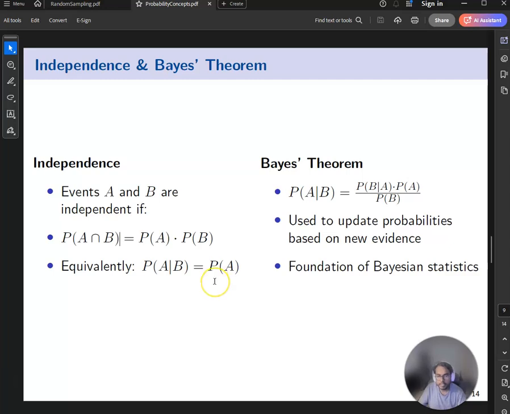If not, then we have Bayes' theorem that says that the probability of A given B is the probability of B given A times P of A, whole divided by P of B.